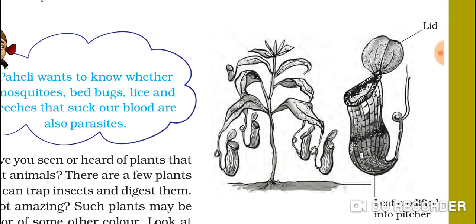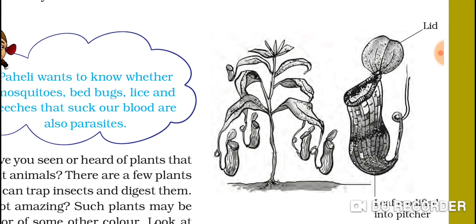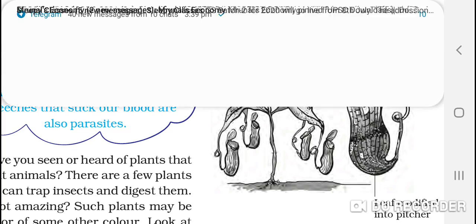When insects come onto this lid, there are hairs present which project downward, and then they slide in and get trapped inside this cup, and there are digestive juices which can easily digest them. So these are the insectivorous plants, like the flytrap or this.